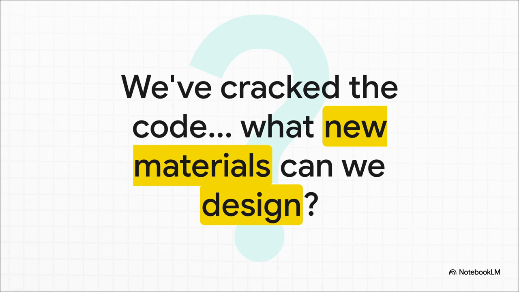The periodic table isn't just a static chart on a classroom wall. It's a dynamic blueprint for matter itself. When we understand these fundamental rules of how electrons arrange themselves, we don't just explain the world as it is, we get the ability to engineer it. Which leaves us with a pretty incredible thought. Now that we've cracked the code of the elements, what new materials, what new medicines, what new technologies are we going to design with it?